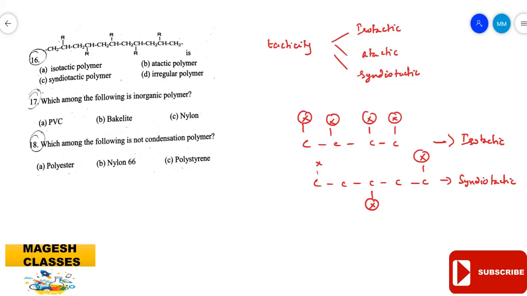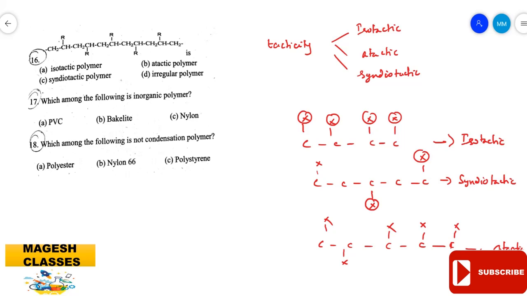The side groups are arranged in an irregular pattern, as in a random manner around the main chain. If it is the main chain, what happens? The X, here on X, is randomly arranged, and there are no rules at all. This type is called atactic. That means there is no tacticity.